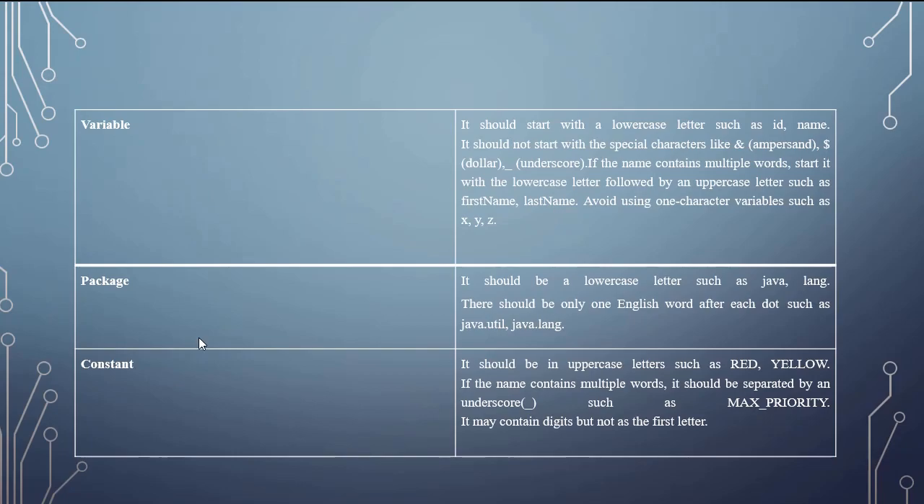The fifth one, the naming convention for package. It should be in lowercase letters like java, lang. There should be only one English word after each dot, like java.util, java.lang.